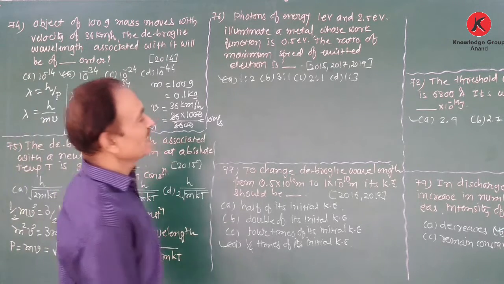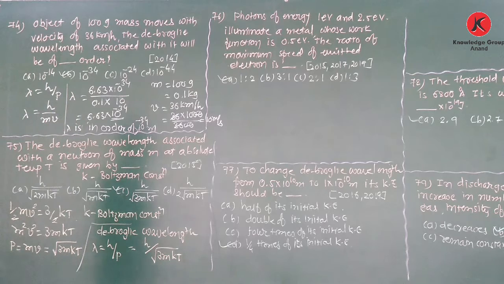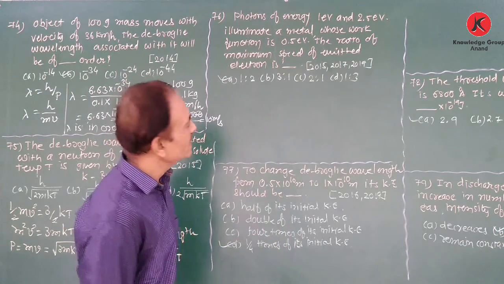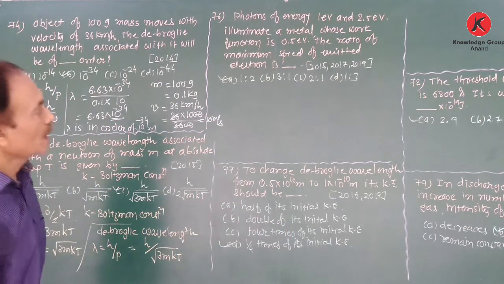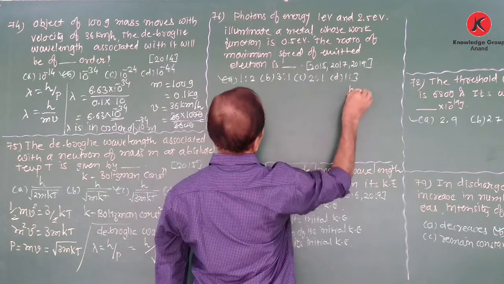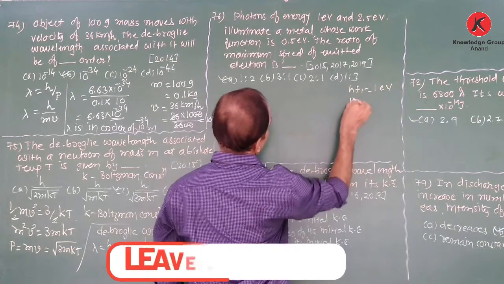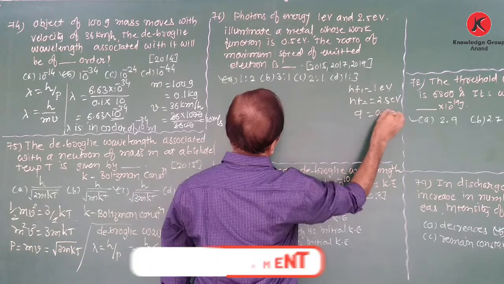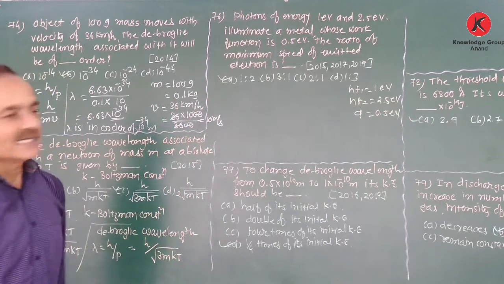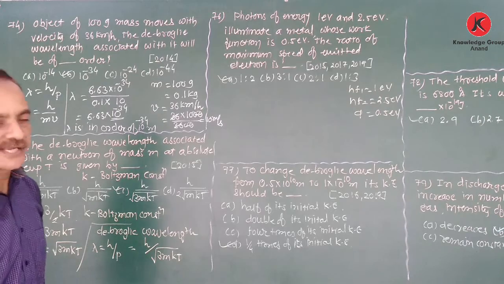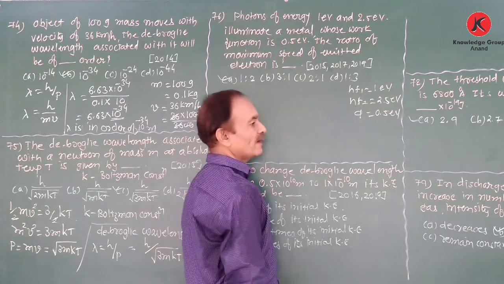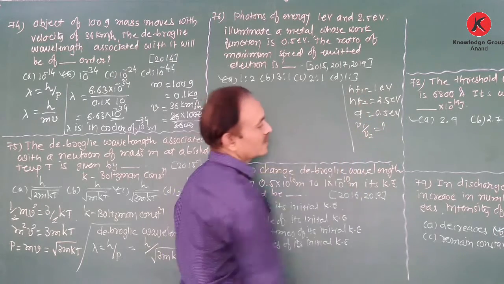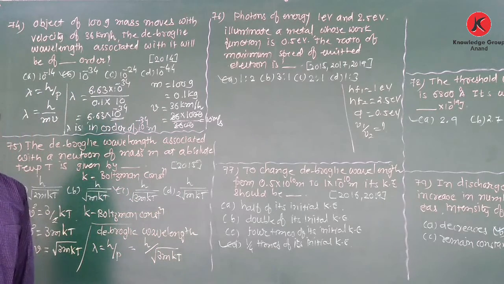Okay. Photons of energy 1 electron volt and 2.5 electron volt illuminate a metal whose work function is 0.5 electron volt. Right? So here hf1 is given, 1 electron volt. hf2 is given, 2.5 electron volt. Work function is given, 0.5 electron volt. The ratio of maximum speed of emitted electrons is, we have to find out the ratio of the maximum speed of emitted electrons.